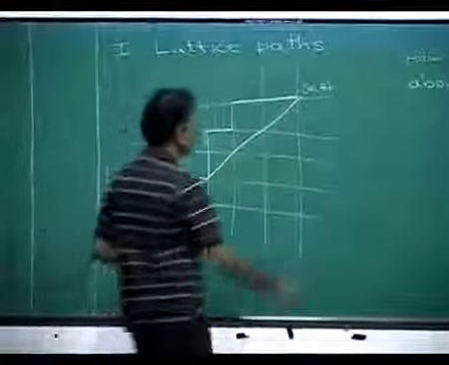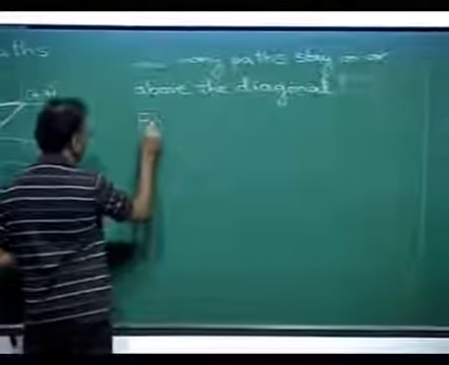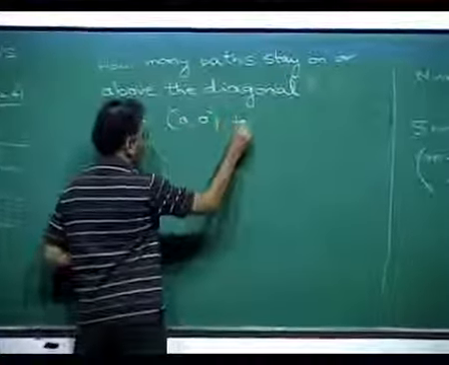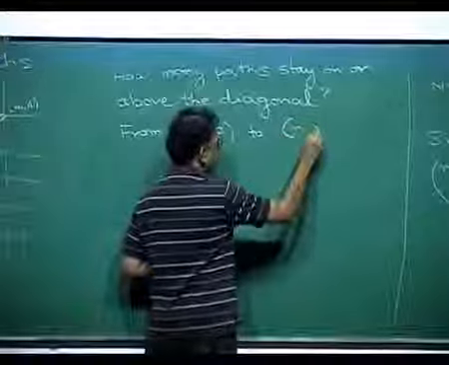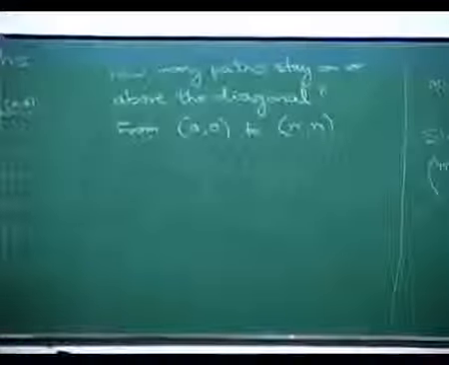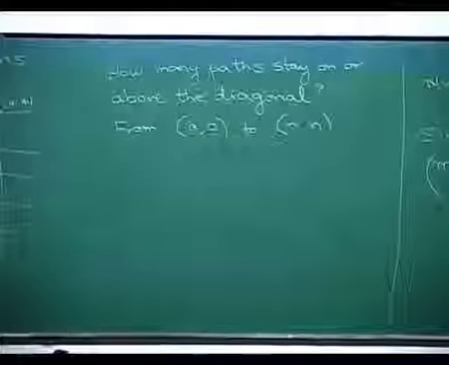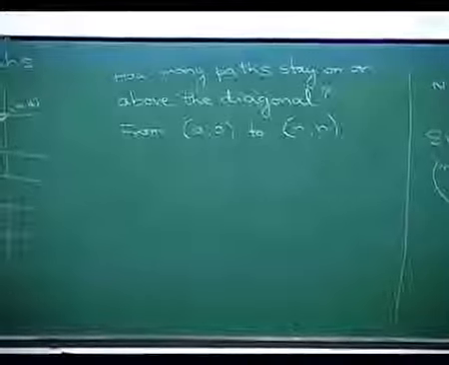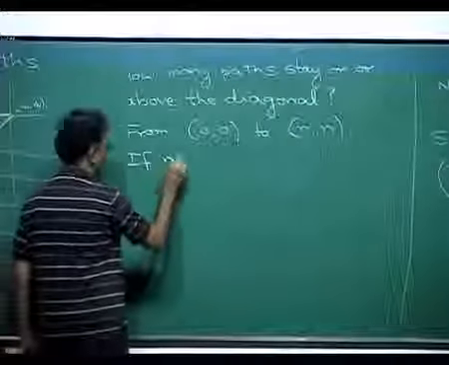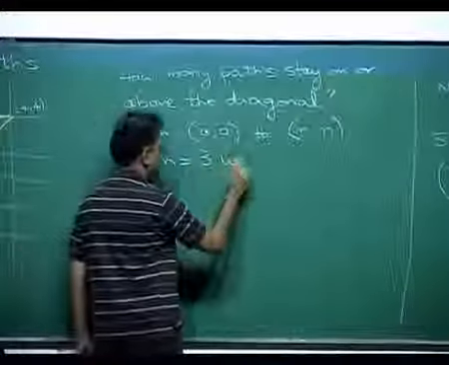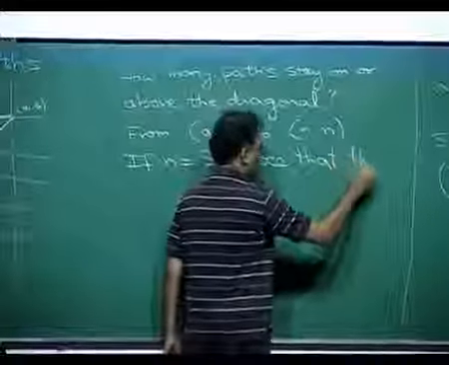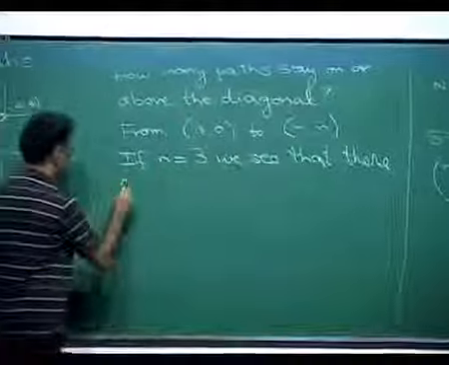How many paths? So these are paths from 0, 0 to the point n, n. Here n is 4, but you can take n to be anything. So let me just do the case where n is 3, right? When n is 3, let me list out all these paths. So if n is 3, we see that there are the following paths.